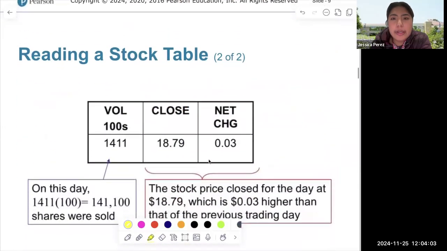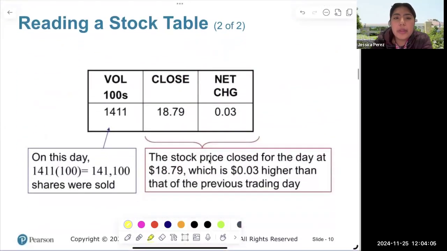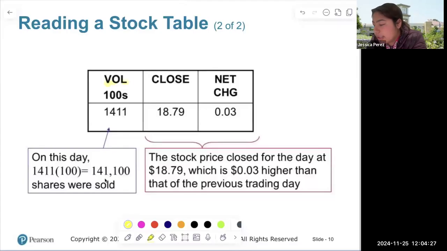Similarly, there is another type of stock table where you have volume, the close, and the net change. The volume in 100s means you multiply by 100 to get how many shares were sold. The volume is 1,411 times 100, so that means 141,100 shares were sold. So this number times this number gives how many shares were sold.